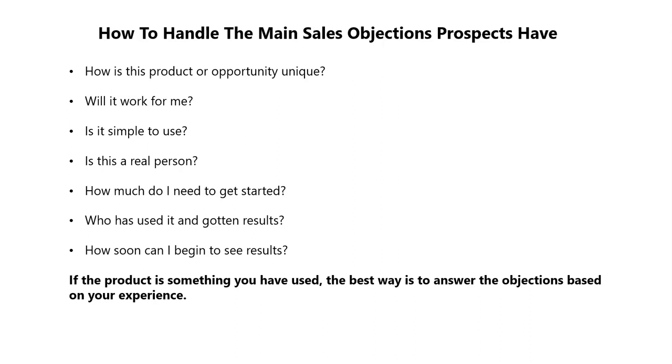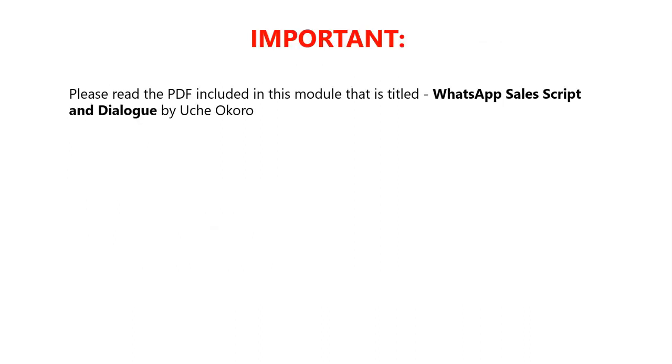And the best way is to answer the objections based on your experience if the product is something you have used. If the product is something you have not used, then you can use other people's experiences to answer the objections. Once again, you should read the PDF included in this module that is titled WhatsApp Sales Scripts and Dialogue by Uche Okoro and see examples of how to tackle objections during a sales conversation on WhatsApp.